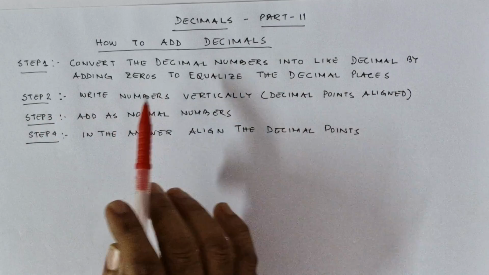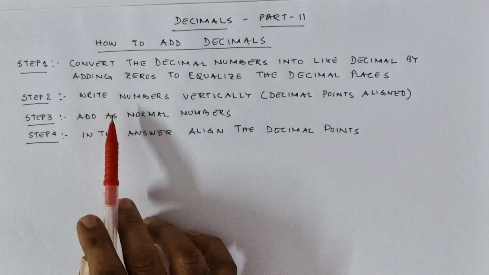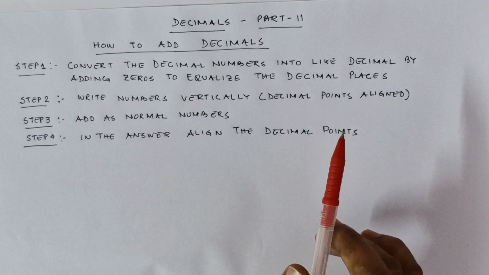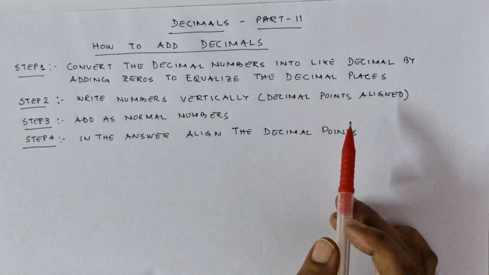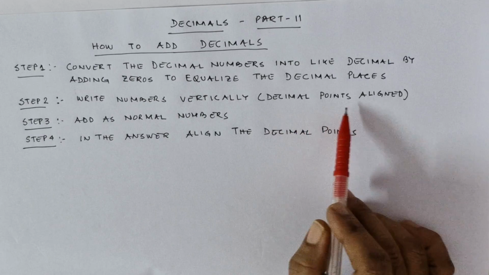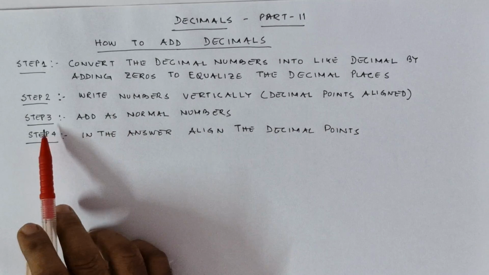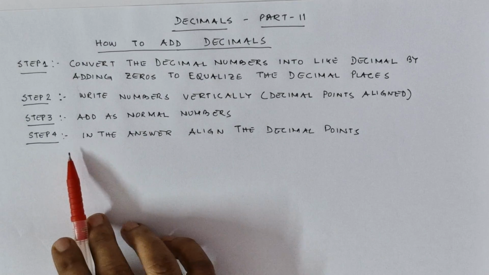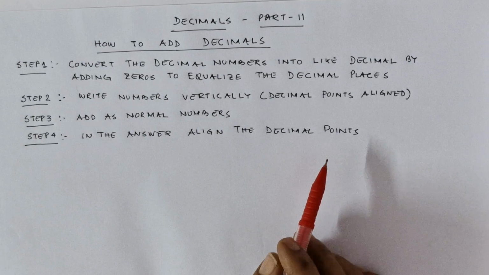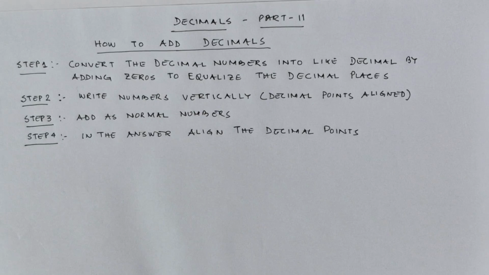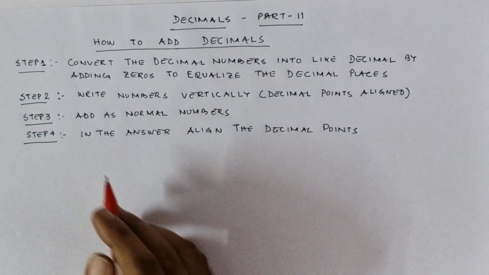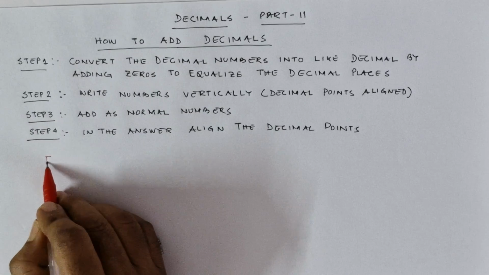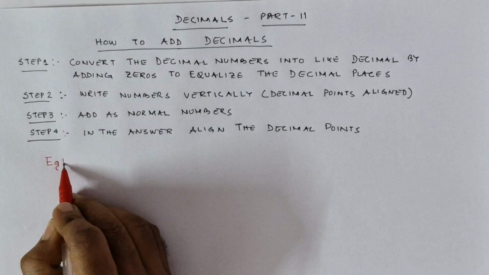Once you have done that, go to step 2: write the numbers vertically. Got it? And always keep that golden rule in mind. Align the decimal point. Step 3 is add as normal numbers as you do. And step 4, in the answer, align the decimal points. Got it? So let's take some examples and see how to apply these steps while you work out the problems.